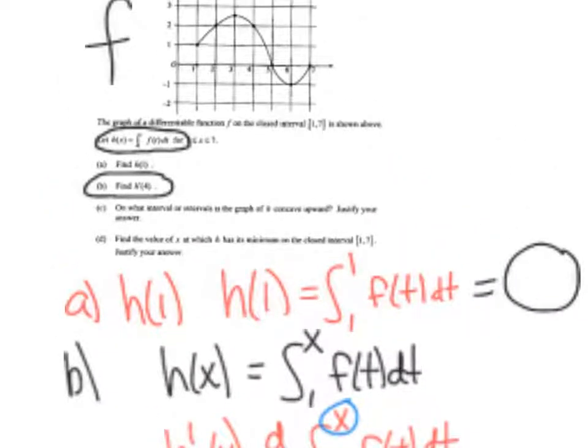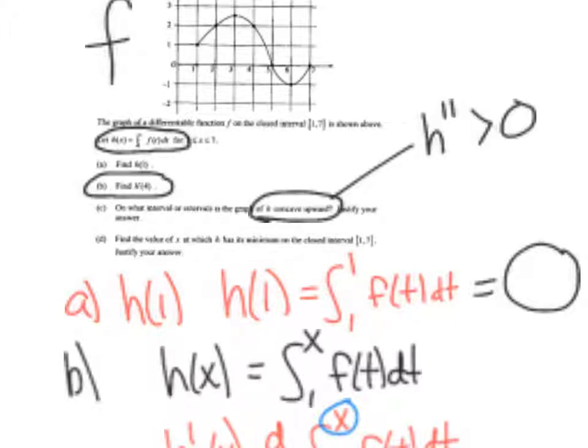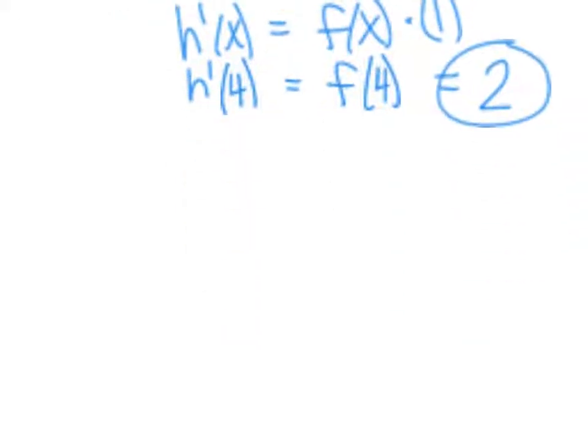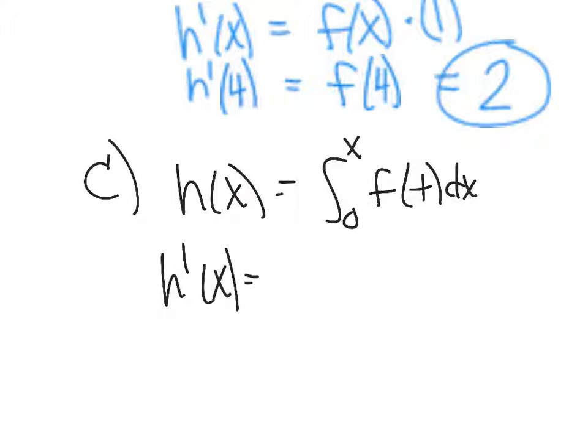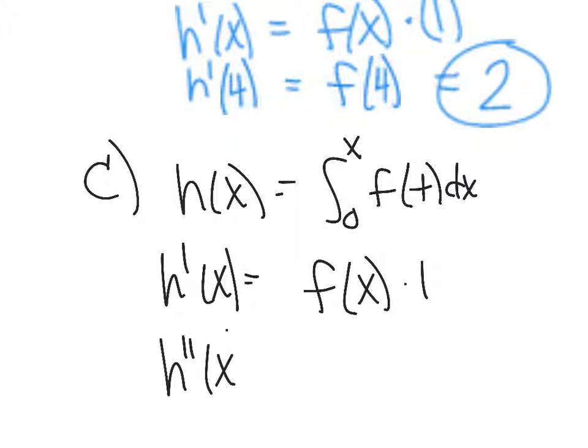Let's look at part C. On what interval or intervals is the graph of h concave up? So let's start with the justification. If h is concave up, h double prime is greater than 0. So I have to take two derivatives of h. And remember, h is an integral. So h of x is the integral from 0 to x of f of t dt. So let's take the first derivative, which we already did in the previous question. So second fundamental, plug the upper bound in, times the derivative of the upper. Now I'll take the second derivative, so that's really just f prime of x.